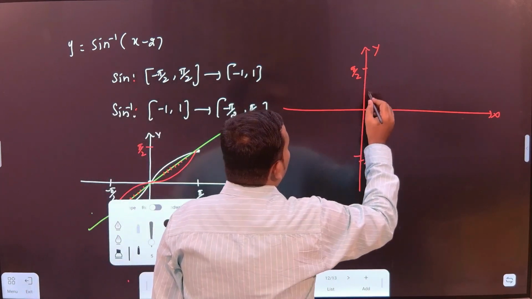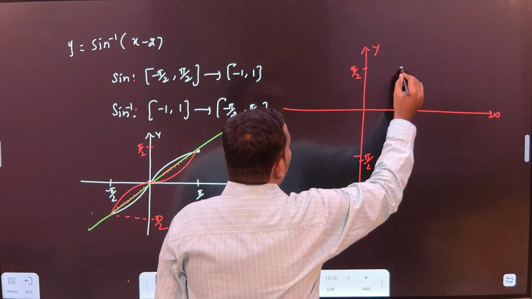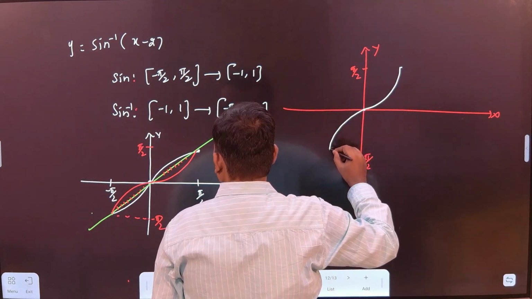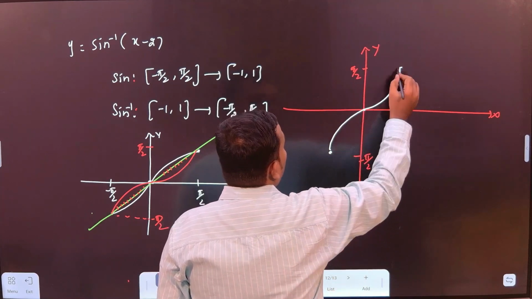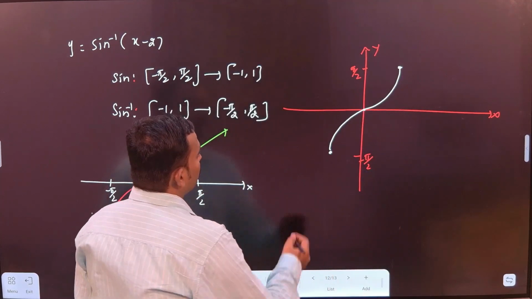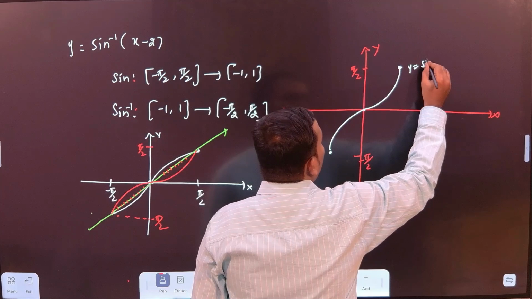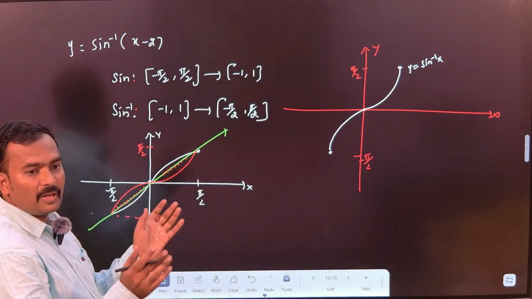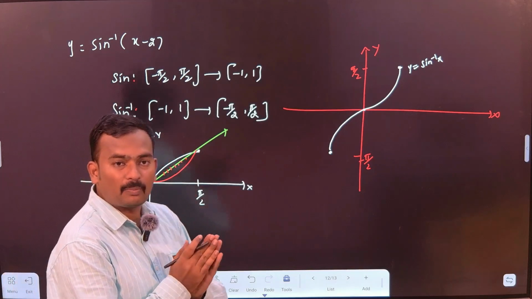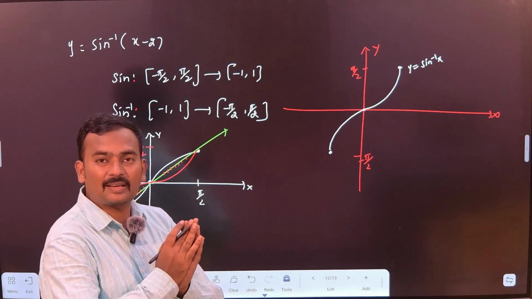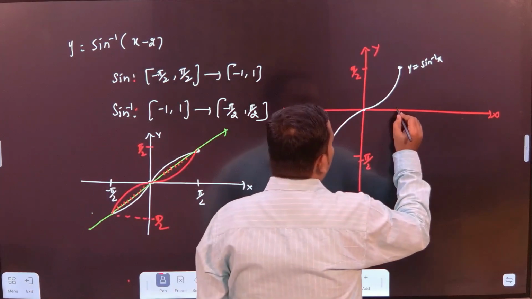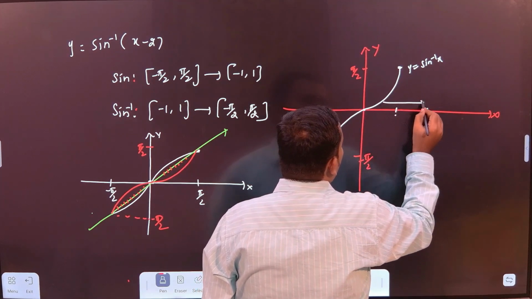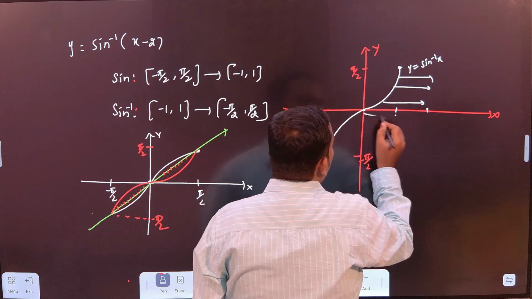And then you can see, student, the graph is like this, right? This is your y is equal to sine inverse of x. You can see what they're asking, sine inverse of x minus 2. You have to shift. Minus 2 means what? You shift 2 units right. So 2 units right. So 2 units you have to shift, right?